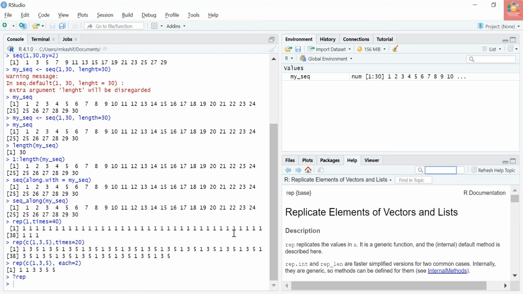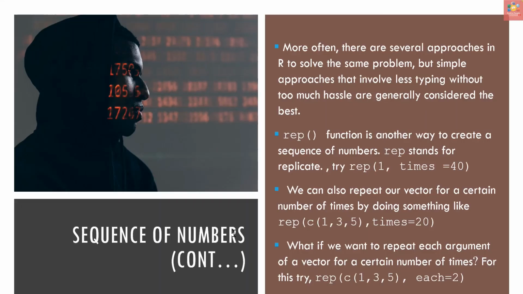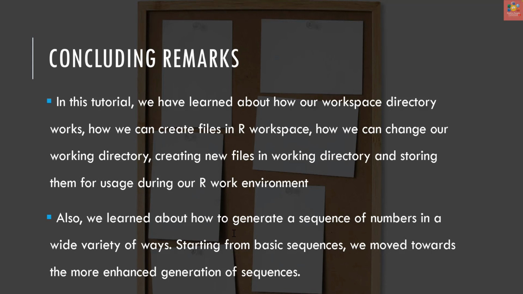So this was our R session for now, and some concluding remarks in the end on what we have learned so far in this tutorial. We have learned how our workspace directory works, how we can create files in our workspace, how we can change our working directory, creating new files in the working directory and storing them for usage during our work environment. In the next set of commands, we have learned how to generate a sequence of numbers in a wide variety of ways, and from the basic colon operator we have moved on to the rep function to generate a more enhanced sequence of numbers.